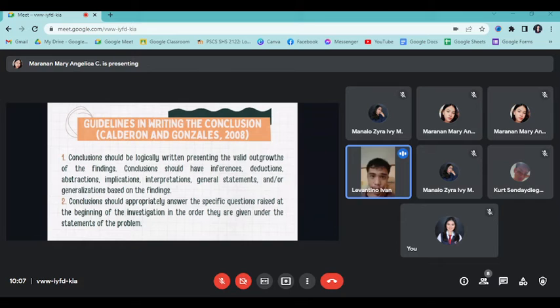Guidelines in writing the conclusion. Number one, conclusion should be logically written, representing the valid outgrowths of the findings. Conclusion should have inferences, deductions, abstraction, implication, interpretation, general statements, and or generalization based on findings. Next, conclusion should appropriately answer the specific questions raised at the beginning of the investigation in the order they are given under the statement of the problem.